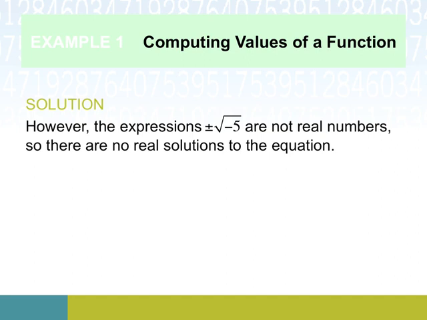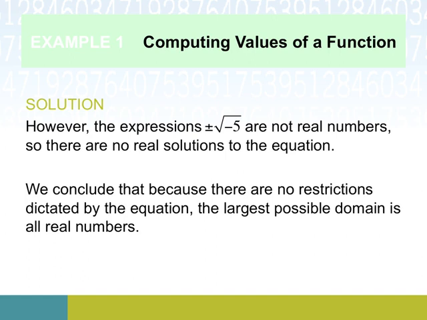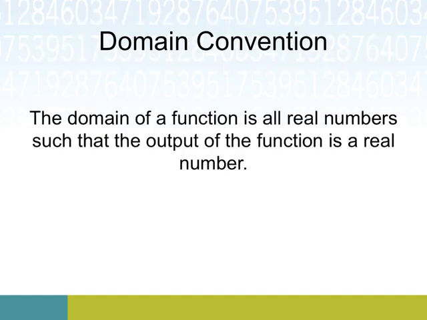So actually, since this was the complete list of things that could go wrong, there is nothing that could go wrong. We conclude that because there are no restrictions dictated by the equation, the largest possible domain is everything, in fact. And everything in this case means all real numbers. So to formalize that notion that what we're looking at is all real numbers unless otherwise stated, we'll give this a name. We'll call this the domain convention.